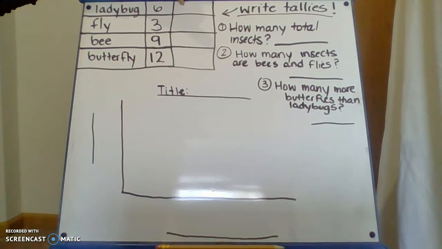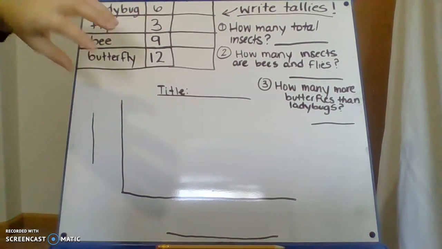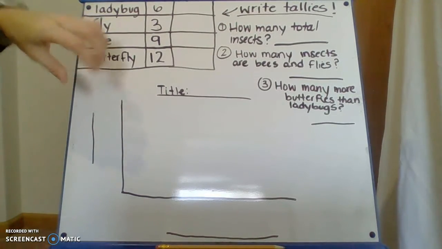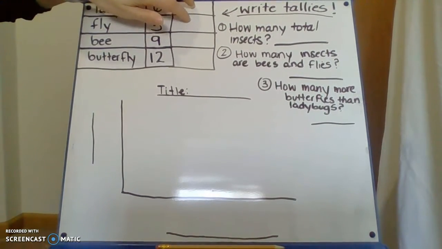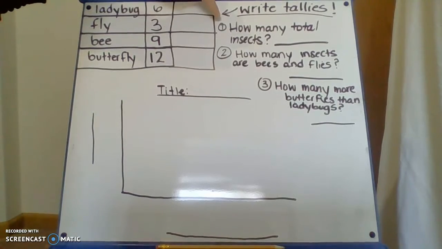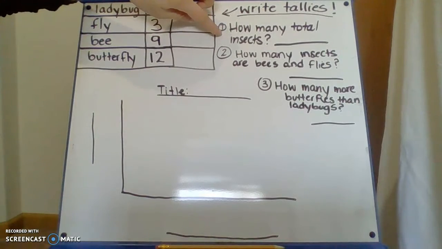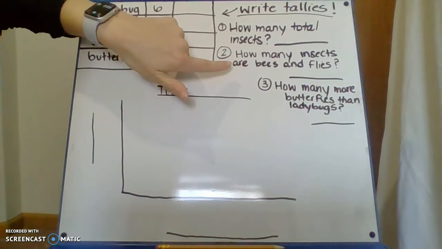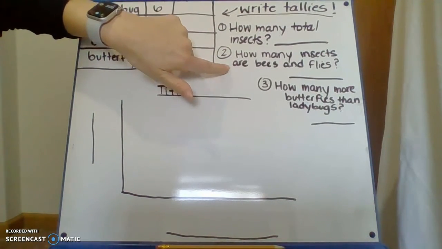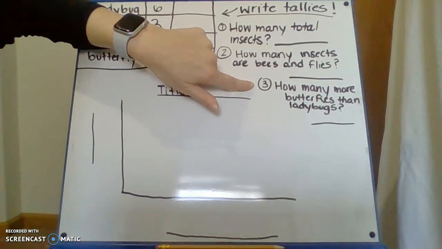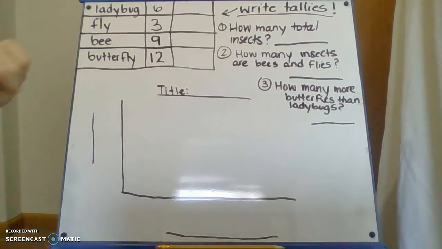And remember, when you get to that 5, you have to bundle it, make your diagonal line, and start counting by ones again until you get to the next 5. So I want to see those tallies. Make sure you do it. That's a challenge for you. Also, number 1, these are questions you're going to answer after you fill out the chart. How many total insects? Number 2 is how many insects are bees and flies. And number 3 is how many more butterflies than ladybugs. Do that. I know you can do it.